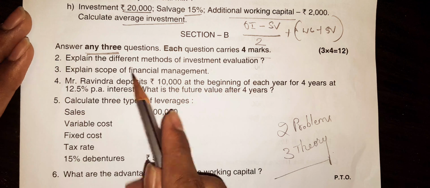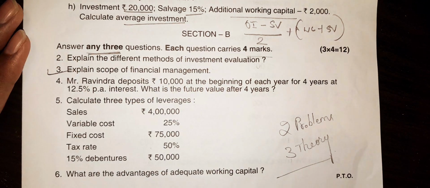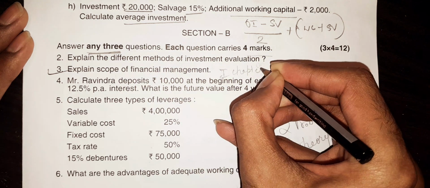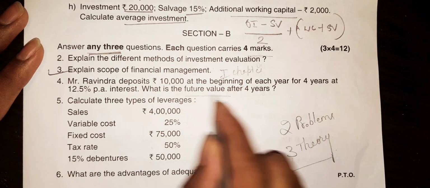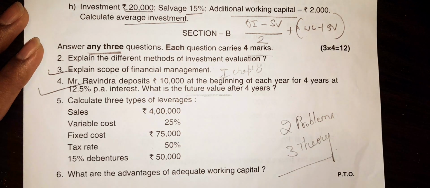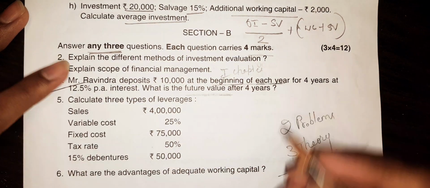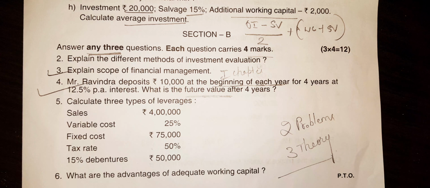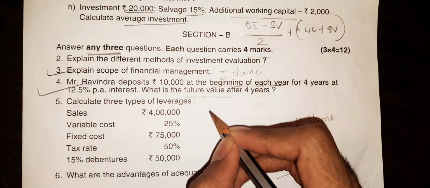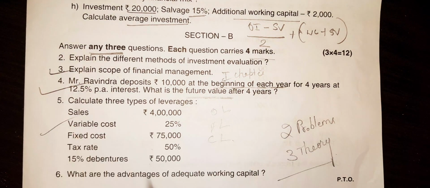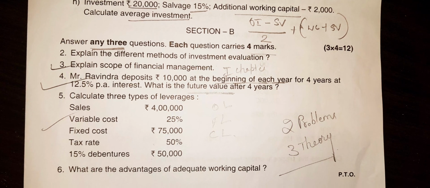Next is scope of financial management. I have explained it in my first chapter videos. This is from the first chapter. Next, they had asked a problem on future value. This type of problem also I have solved, and in that they had asked about investing at the beginning of each year, and what the future value would be. This type of problem also I have done. Calculate the 3 types of leverages: operating leverage, financial leverage and combined leverage. This problem also I had solved in my videos.